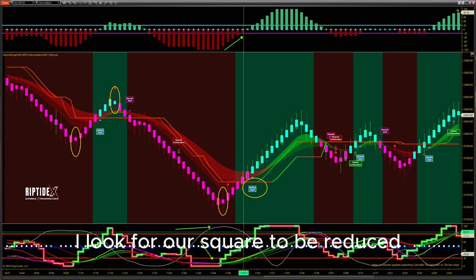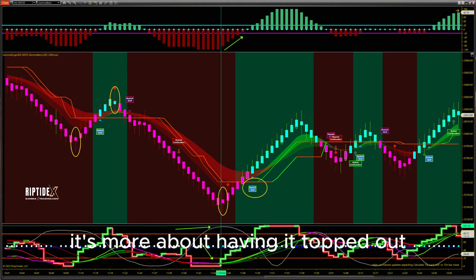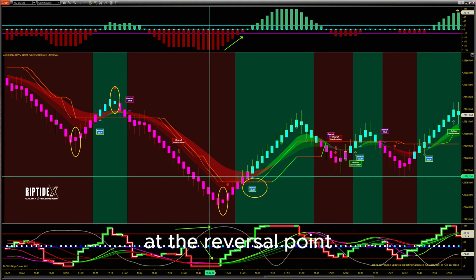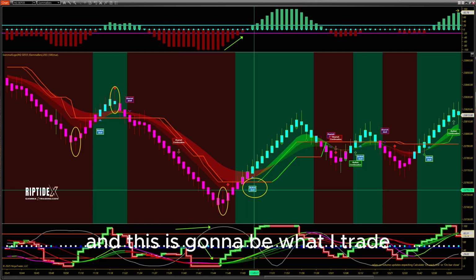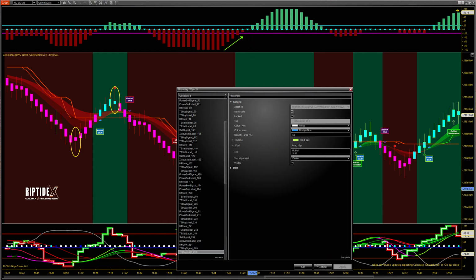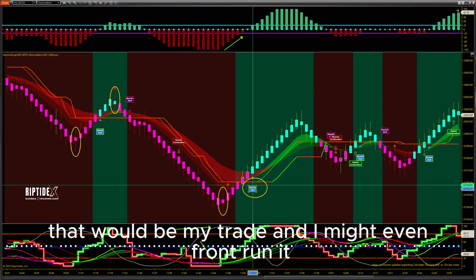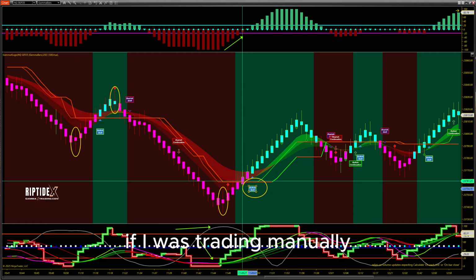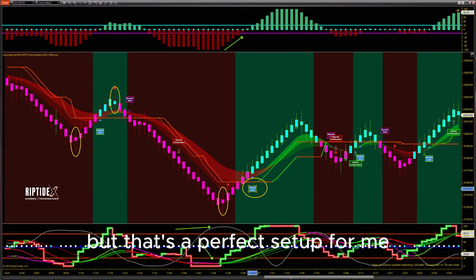I look for R squared to be reduced, but that doesn't matter. It's more about having it topped out at the reversal point. And this is going to be what I trade. That would be my trade. And I might even front run it if I was trading manually. But that's a perfect setup for me.